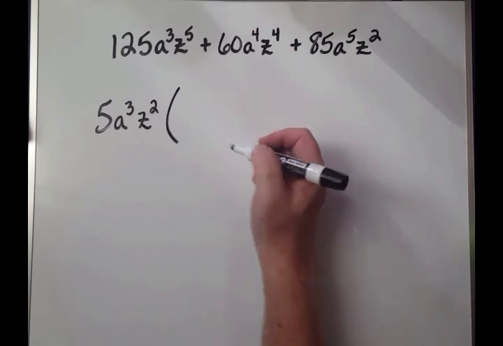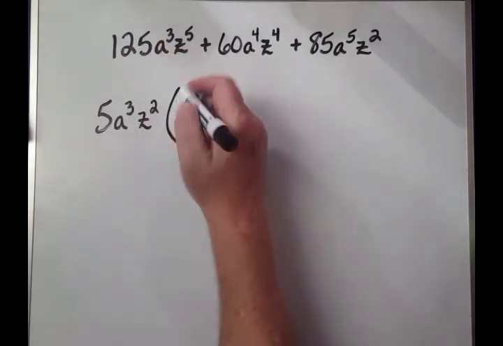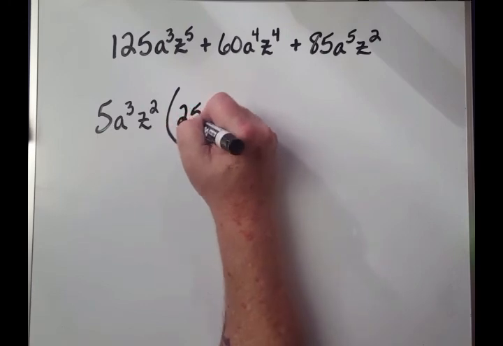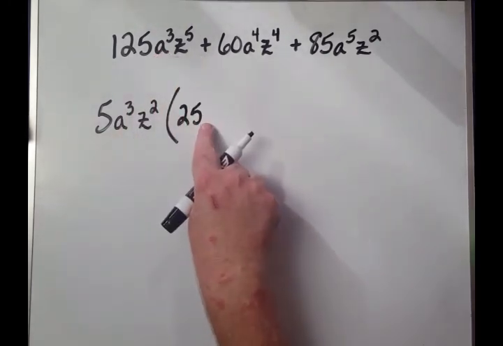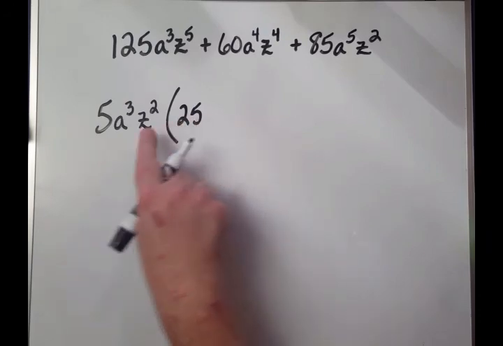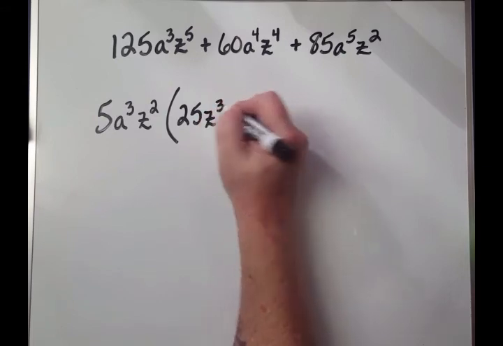Now let's factor out this greatest common factor. You pull a 5 out of 125, it leaves 25. Pull A cubed out of A cubed, leaves no A's in this term. Pull Z squared out of Z to the 5th, it leaves Z cubed.